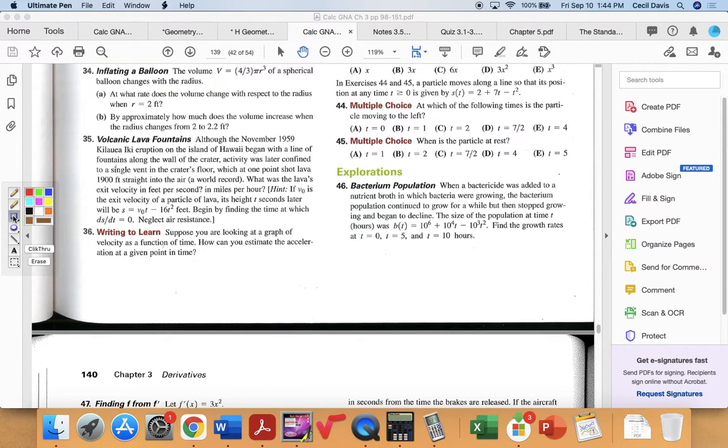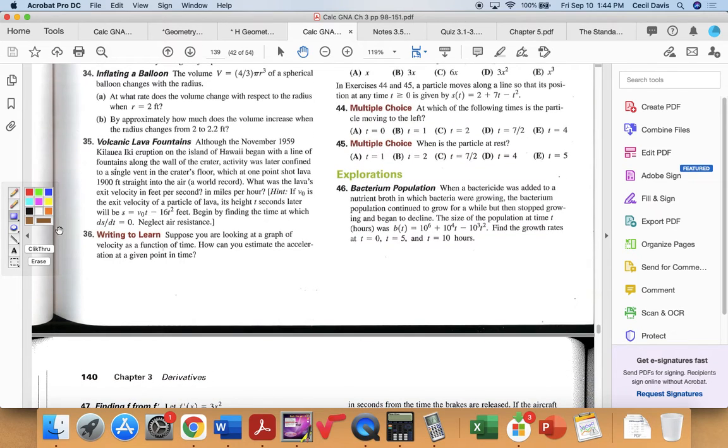Okay. I sometimes laugh at things like that. It's like, really? Haven't seen a lot of spherical balloons, but okay.